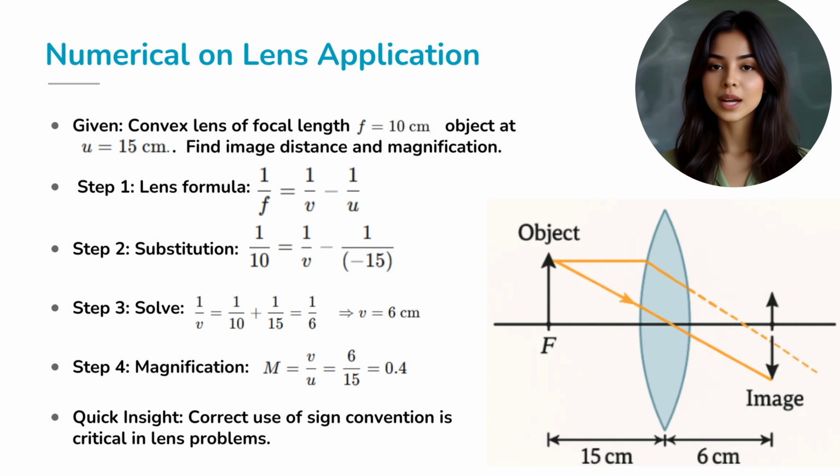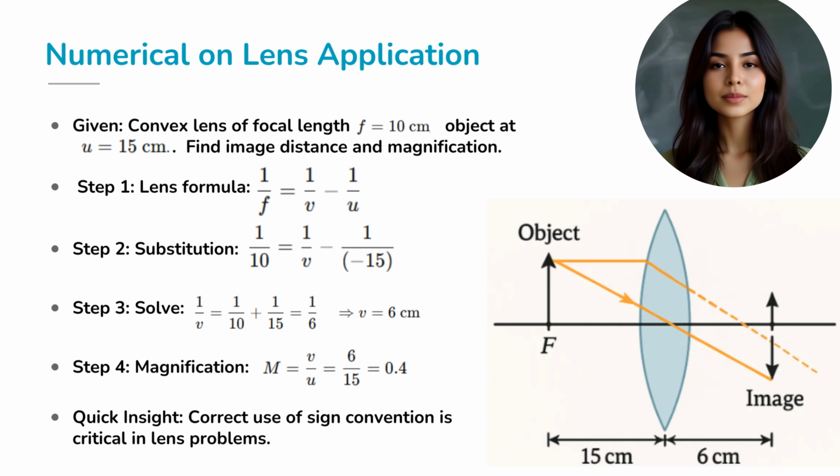Step 4. Magnification. Now, let's find the magnification using the magnification formula. Magnification equals v divided by u. Substitute the values we have. Magnification equals 6 divided by negative 15, which equals negative 0.4. The negative sign tells us the image is inverted, and the magnitude of 0.4 means the image is smaller than the object.